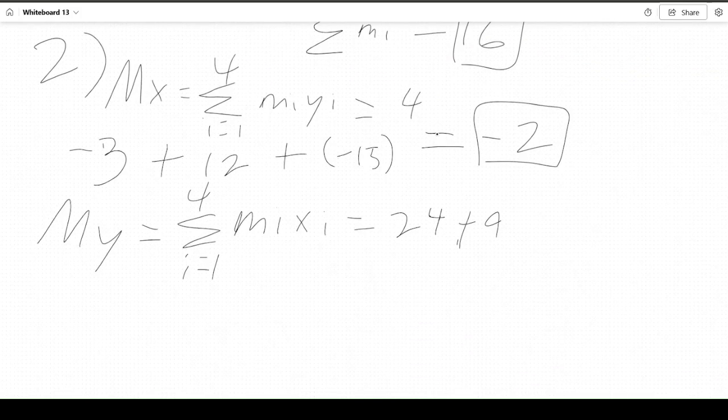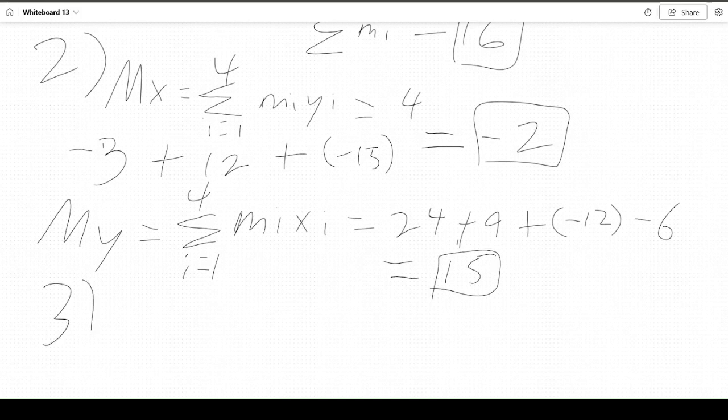So let me write this all down. 4 times 6 equals 24. 3 times 3 equals 9. 6 times -2 is -12. And 3 times -2 is -6. And all of that will be equal to 15. We got all that here.